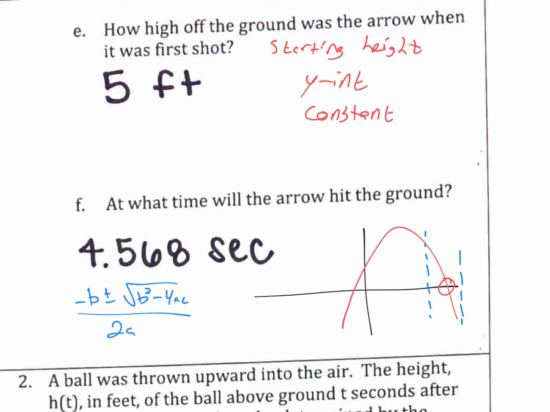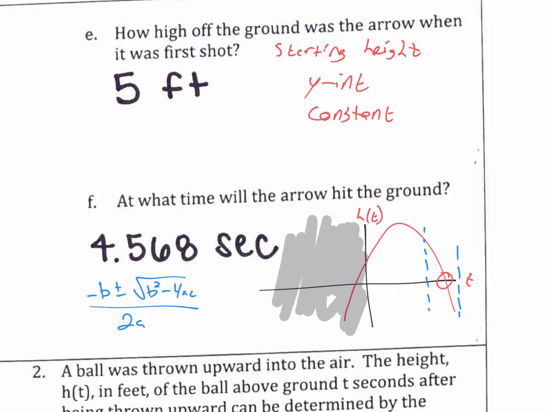Now, when we're figuring out when it hits the ground, there's technically two spots, right? There's technically this other x-intercept over here, but if I think of this as being a relationship between height with respect to time, I really don't care about anything that happens back here because that would be negative time. So I really don't care about anything going on back in this section of the graph.